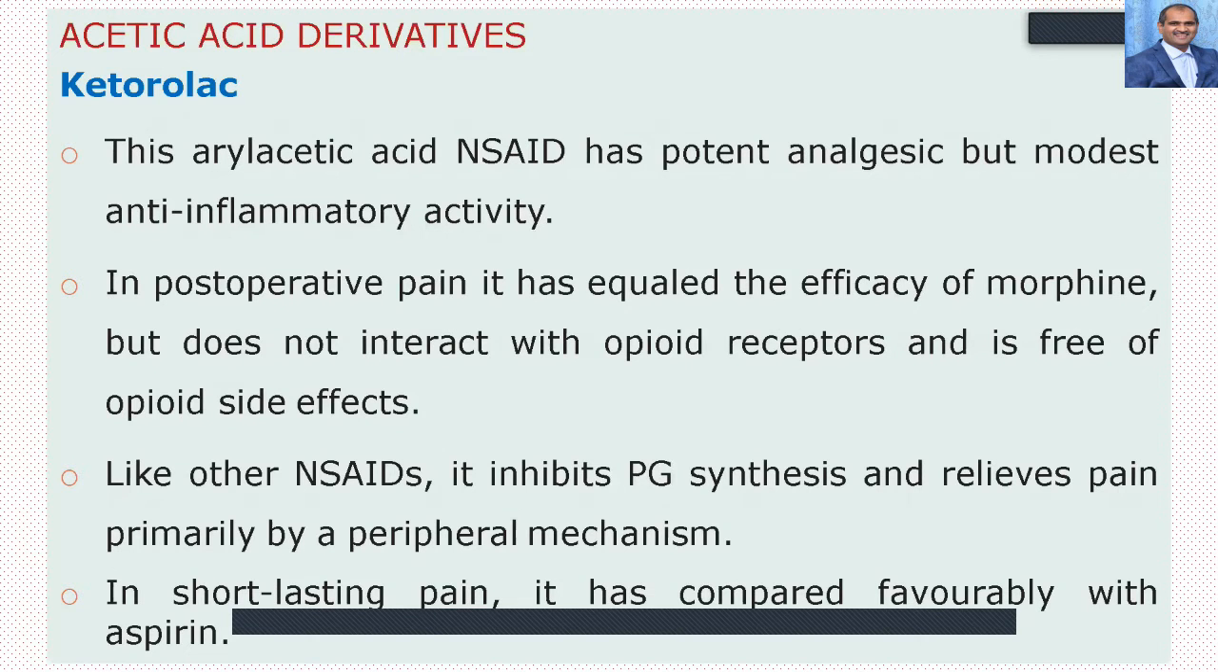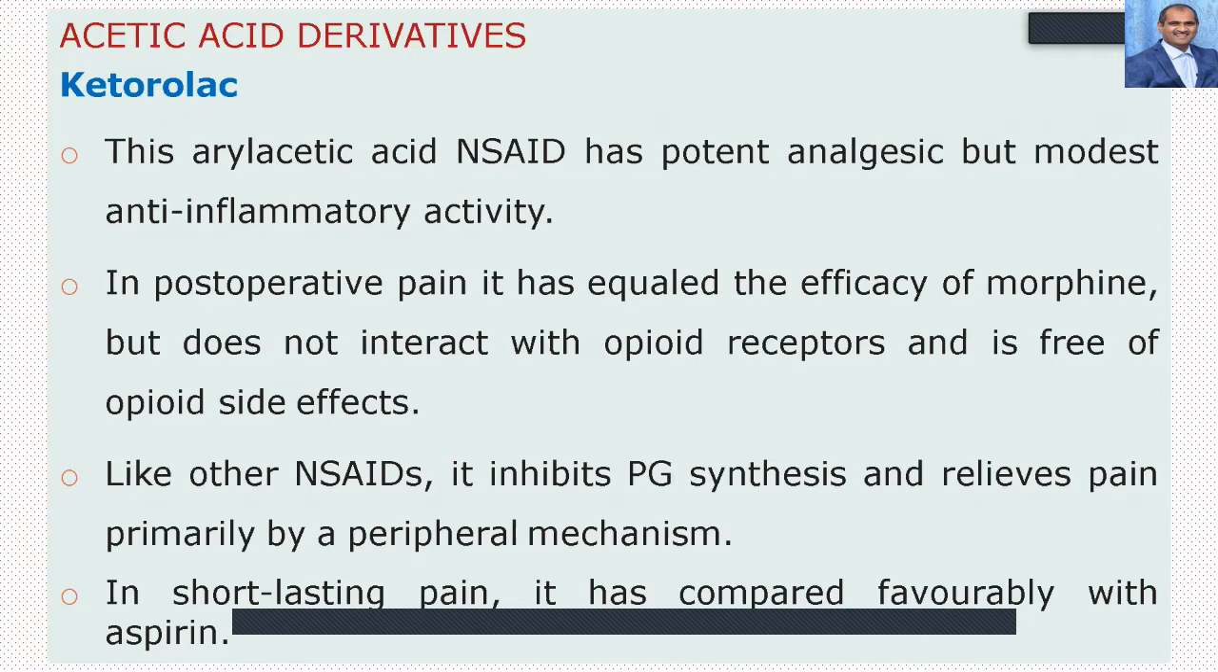And the next class is acetic acid derivatives. The classical example is ketorolac. This aryl acetic acid has potent analgesic but modest anti-inflammatory activity. In case of post-operative pain, it has equaled the efficacy of morphine. See, morphine is one of the strongest post-operative pain-killing drugs, and ketorolac is going to replace morphine, but it does not interact with opioid receptors and is free of the opioid side effects.